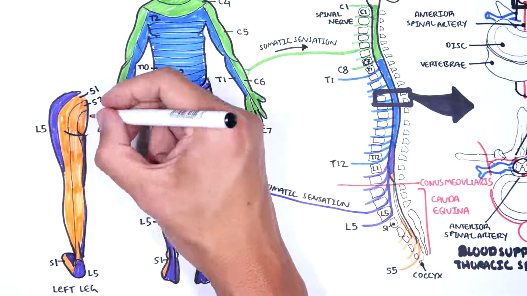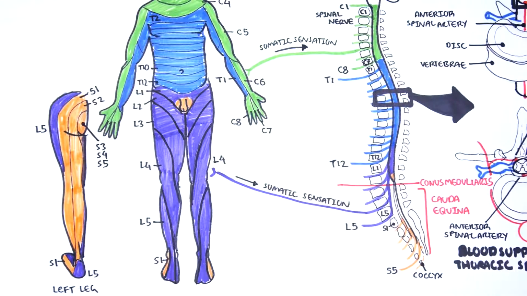Important to know that S3, S4, S5 dermatome distribution is important in assessing sensation of the anus. This area is tested for sensation to see if there are any signs of spinal cord injuries.